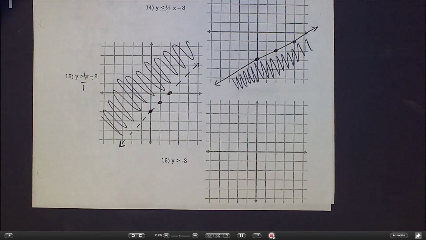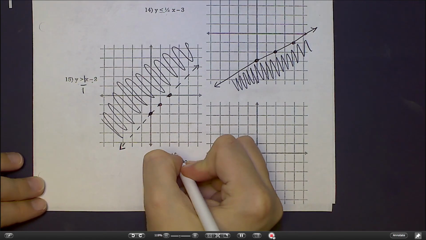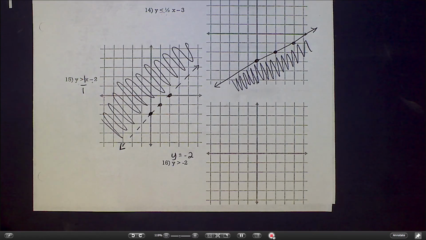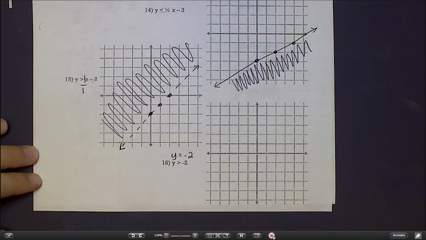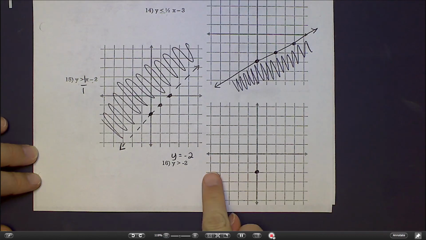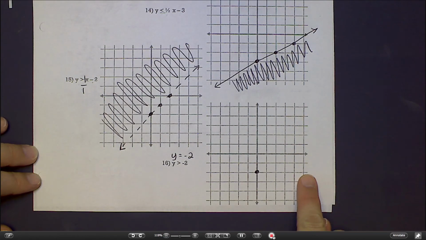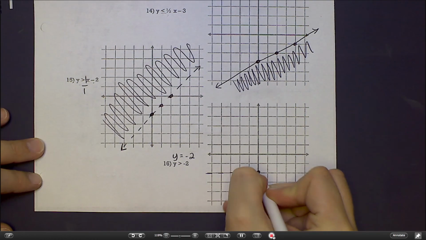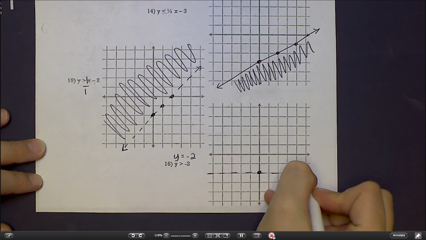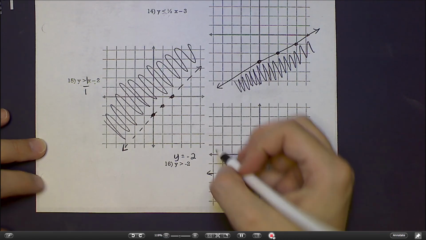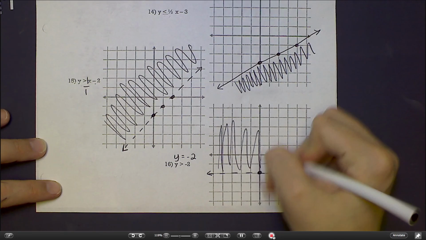And the last one, 16, y is greater than negative 2. Well, think about the line y equals negative 2. If it's just y equals a number, that's a horizontal line. So I'm just going to go to y equals negative 2. And I want a nice horizontal line right through that point. And there's no equal bar, so that means I need it to be a dotted line through that point. And if it's greater than would be up above the line. So I want to shade everything up here.